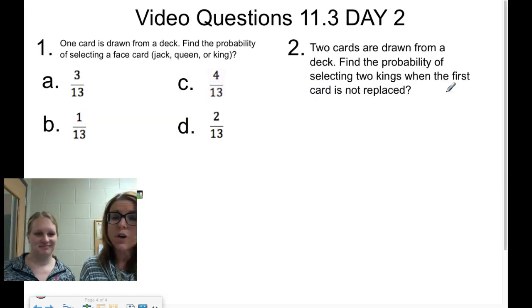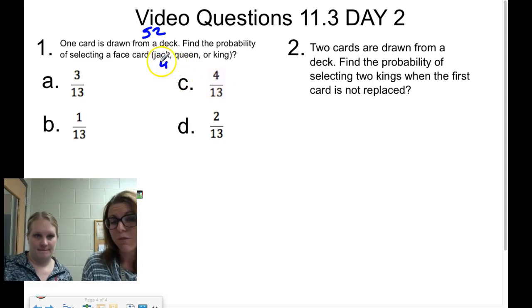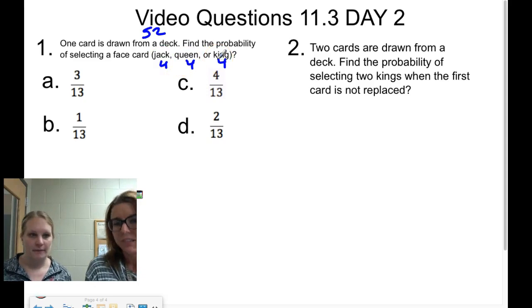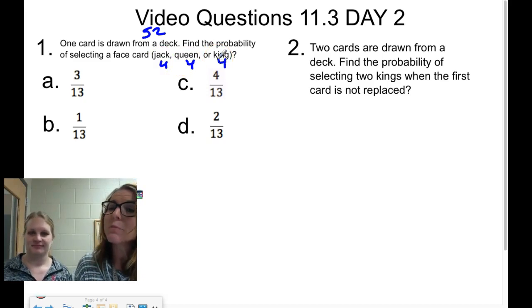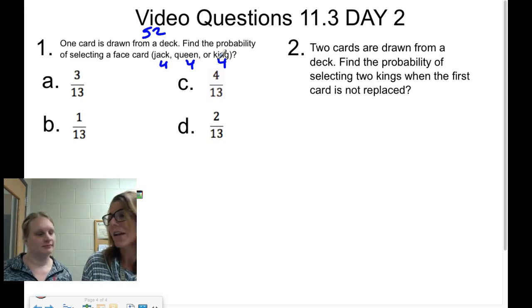So one card is drawn from a deck. Find the probability of selecting a face card. Face cards are jacks, queens, or kings. And there are 4 jacks, 4 queens, and 4 kings in a deck of cards. So figure it out. Then 2 cards are drawn from a deck. Find the probability of selecting 2 kings when the first card is not replaced.